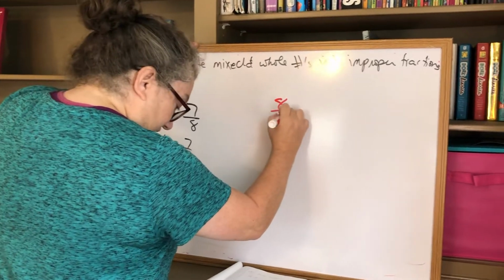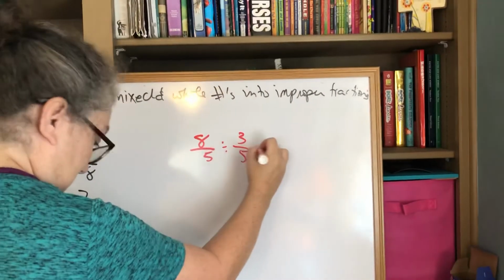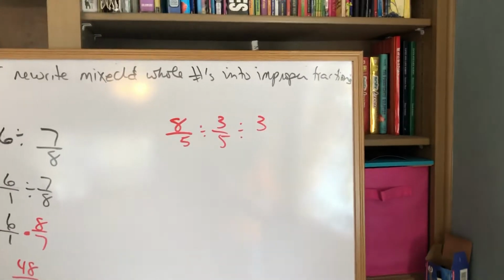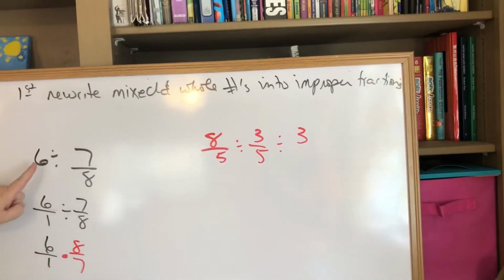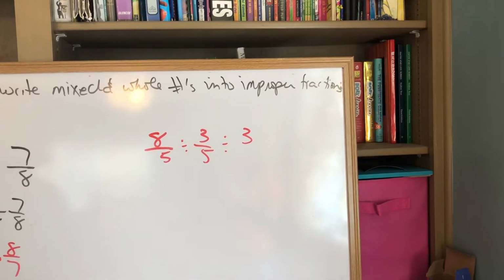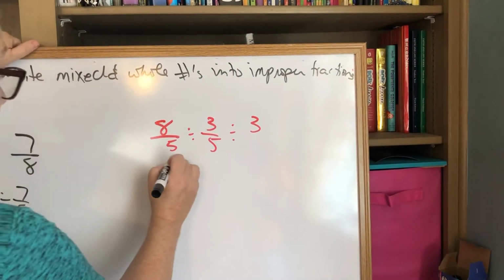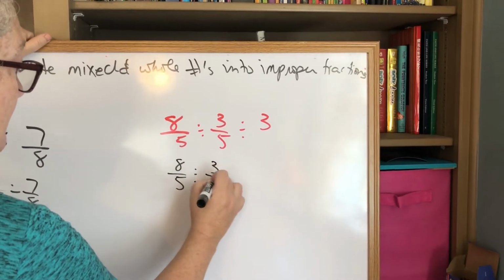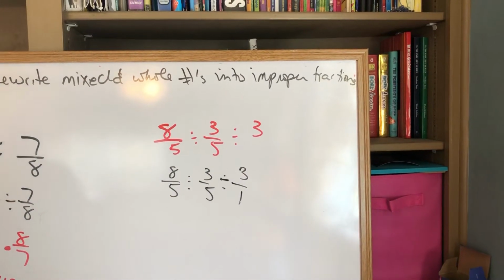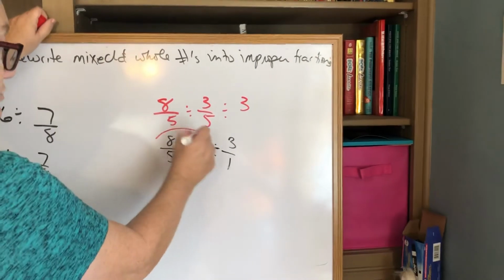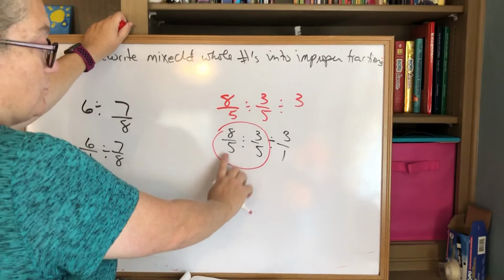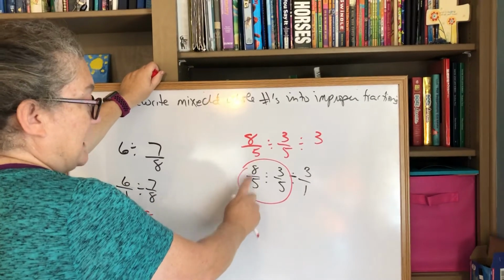We have 8/5 divided by 3/5 divided by 3. Now this is different because we have 3 parts to the problem. Remember, we always rewrite whole numbers as improper fractions. So let's do that first. We have 8/5 divided by 3/5 divided by 3 over 1. Now, when we're dividing, you are only dealing with 2 at a time, and division goes left to right. So we need to make sure we're just dividing the first 2 that come.